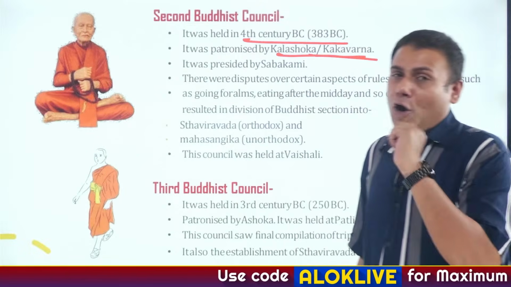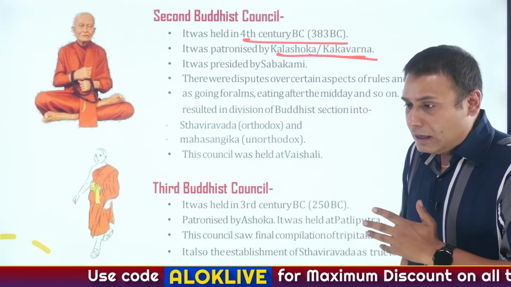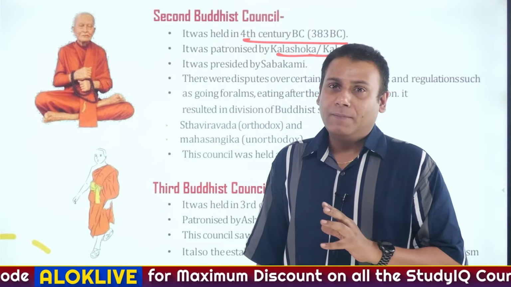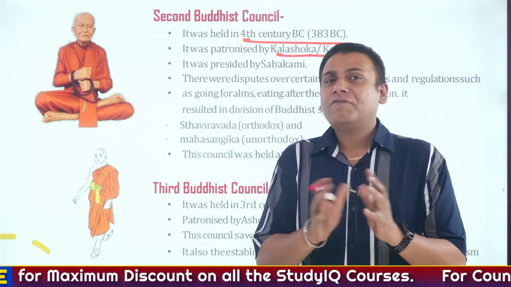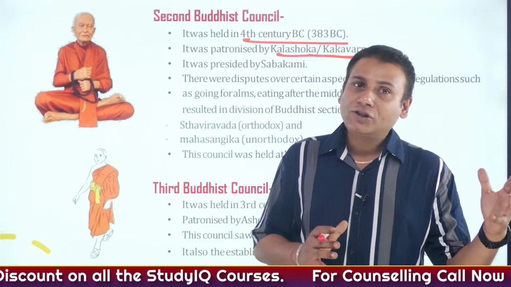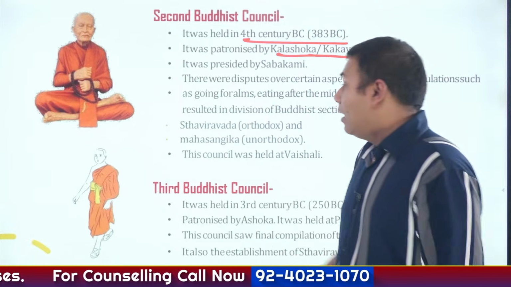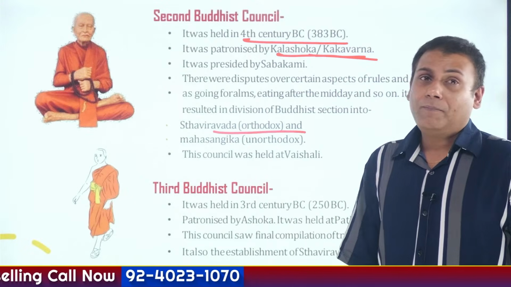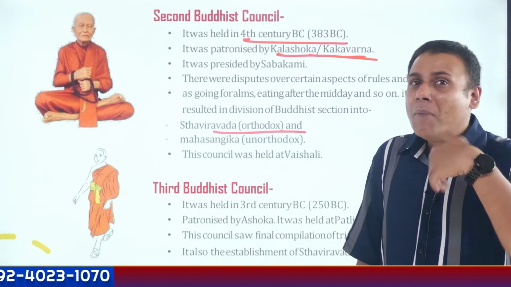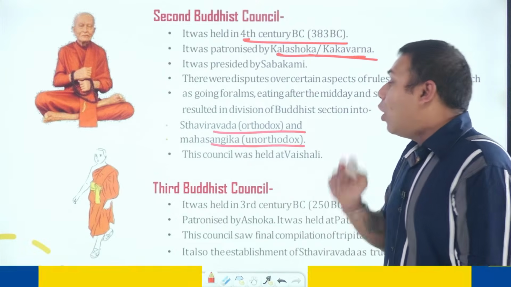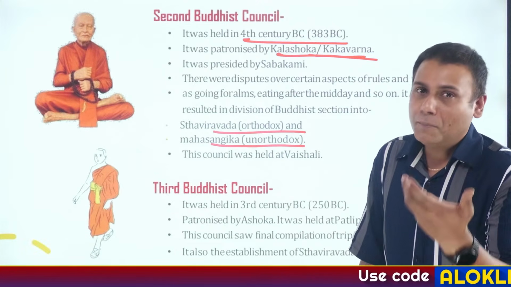Okay? Now, in the second Buddhist council, there was schism in Buddhism. In simple words, Buddhism was divided into two parts, orthodox and unorthodox. So Theravada or Sthaviravada were the orthodox followers of Buddhism. On the other hand, Mahasanghika were the unorthodox or liberal followers of Buddhism.